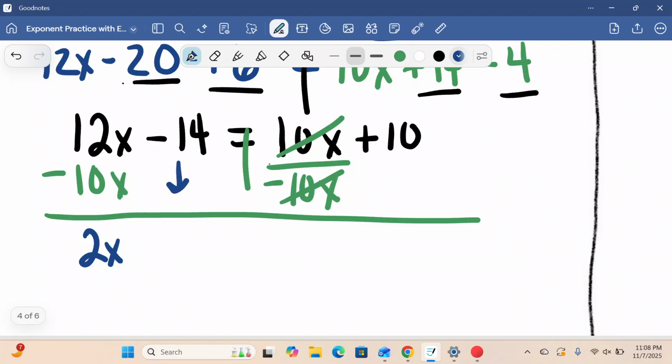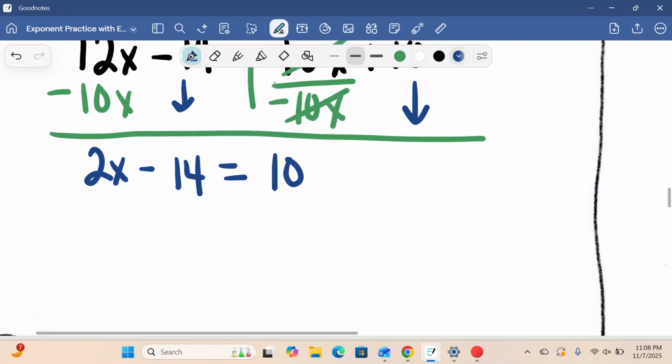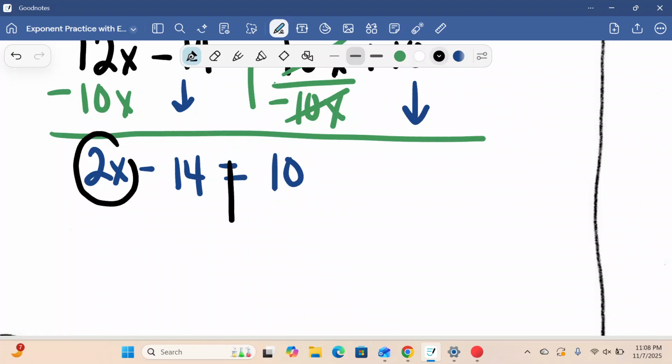Then I bring down my negative 14. I bring down my equal sign. I did the positive 10x and the negative 10x, which gives me a 0, and I leave the 10 by himself because that's all that's there. So then I have my simple one-step equation. So in black, I'm going to draw my railroad sign number 1, and then I'm going to circle my 2x.